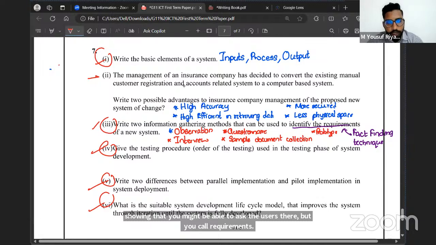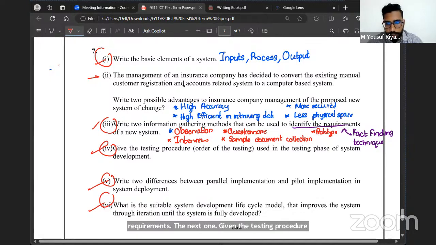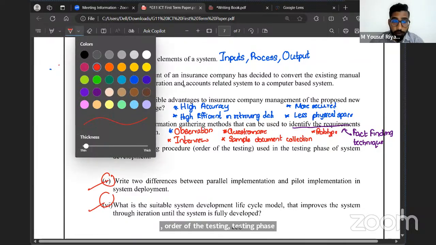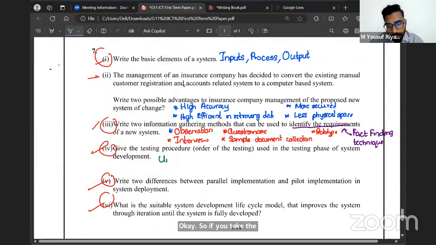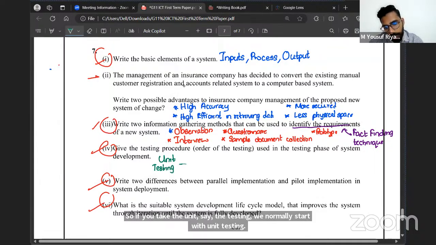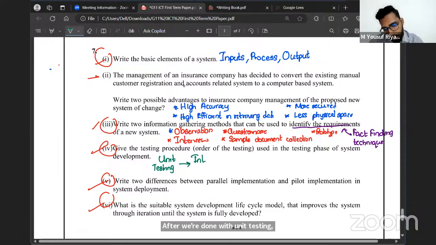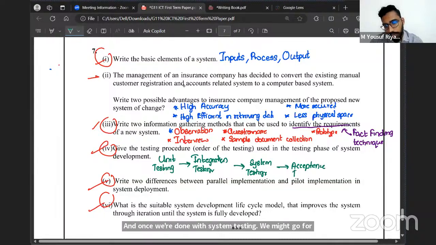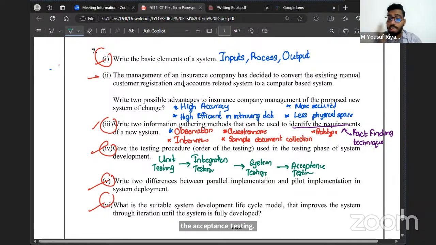The next one, given the testing procedure, order of the testing used in testing phase. Okay, if you take the testing, we normally start with unit testing. After we are done with unit testing, we go for the integration testing. And once we're done with integration testing, the next step is system testing. And once we're done with system testing, we might go for the acceptance testing. Right? So these are the steps in testing.